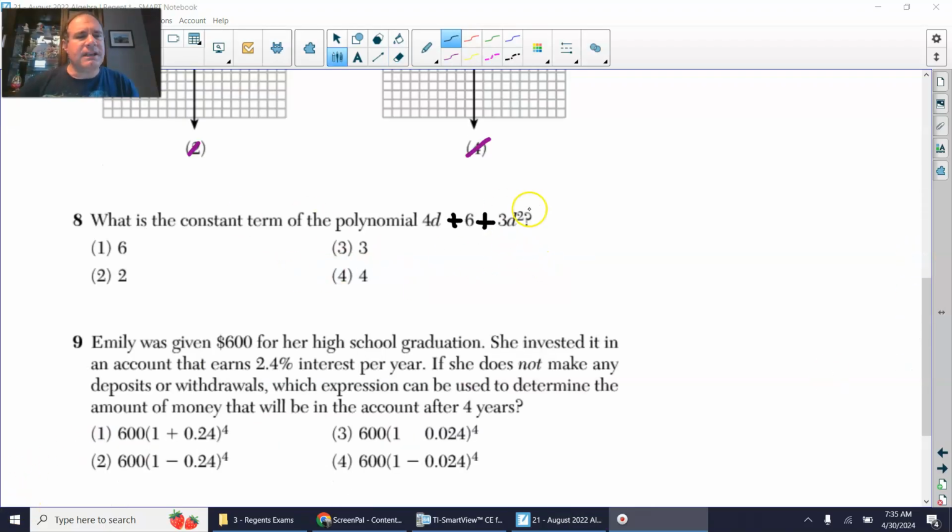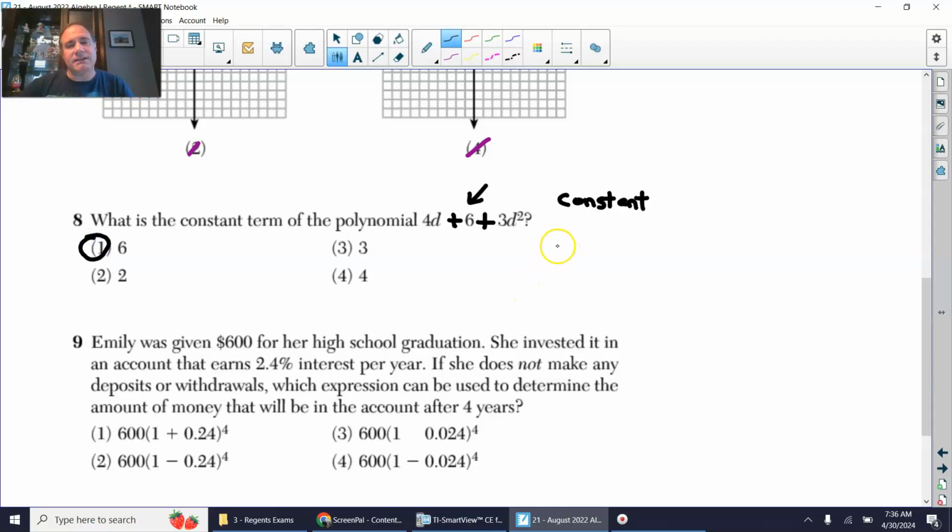So looking for the constant term of the polynomial. The constant is the number before the variable, all right? And it's the largest variable. So right here, you don't even have to really do anything. The constant term, I'm sorry, that is the coefficient. So the constant term is the one without the variable, which is 6, and that's it.